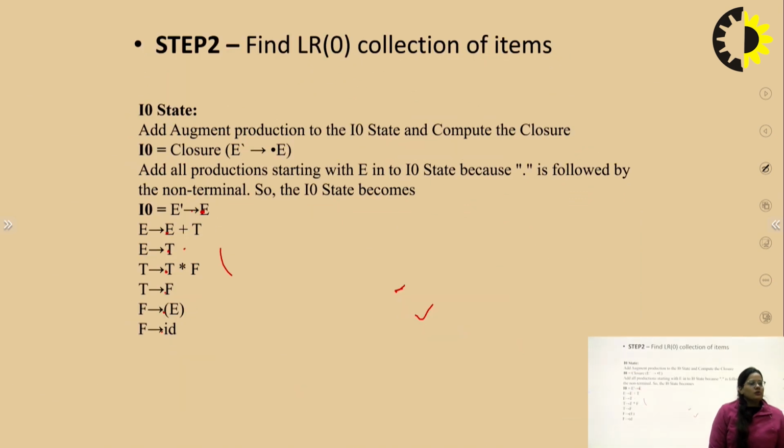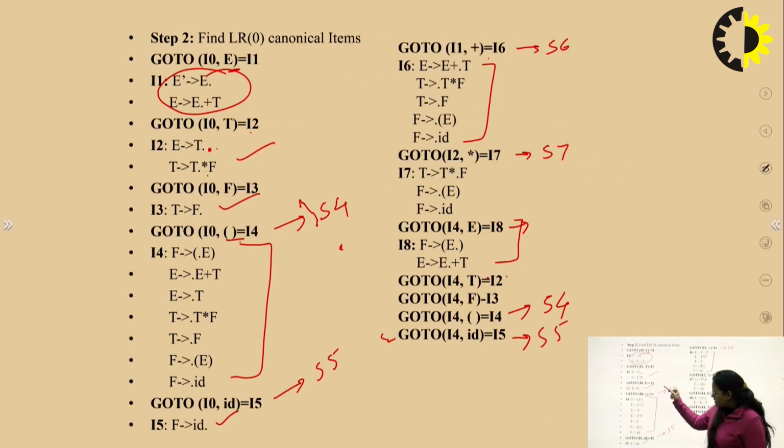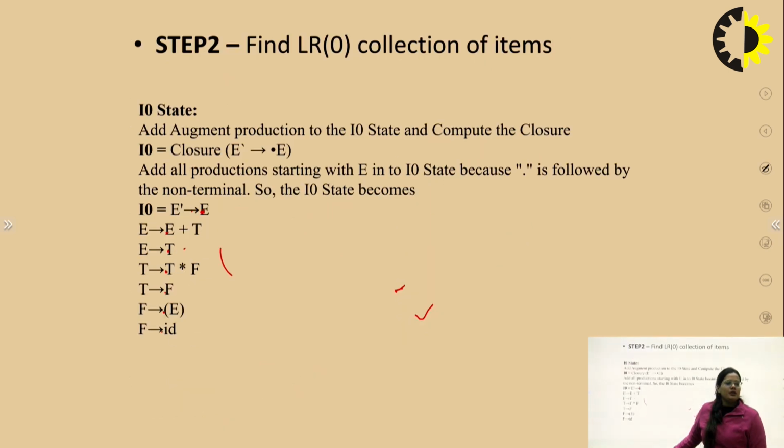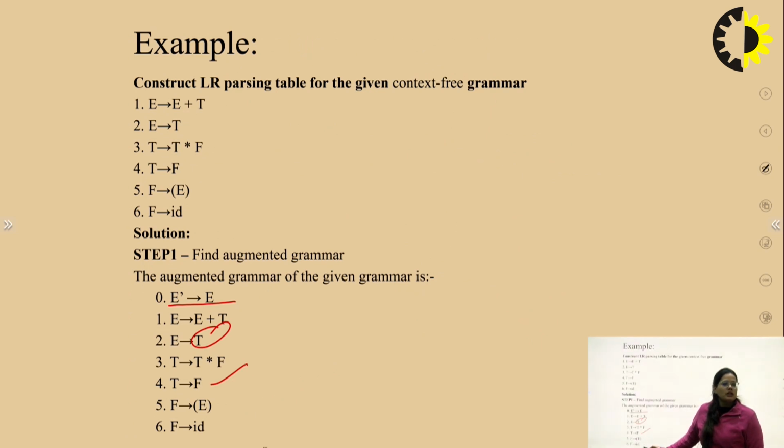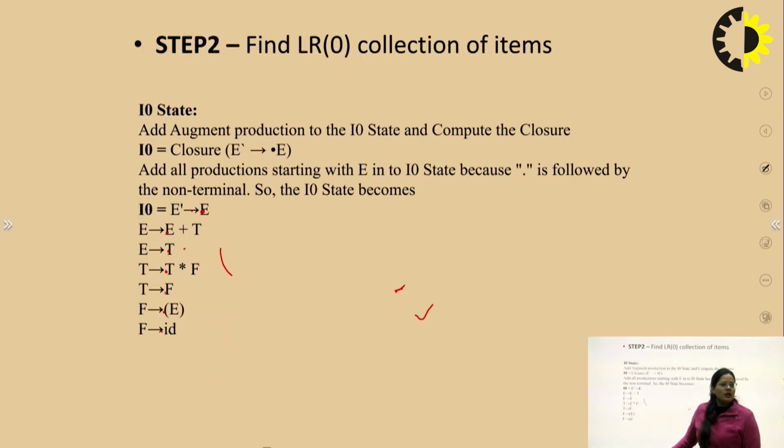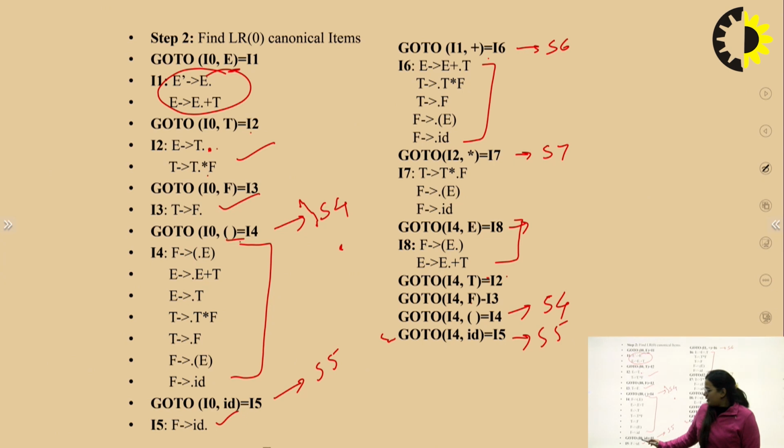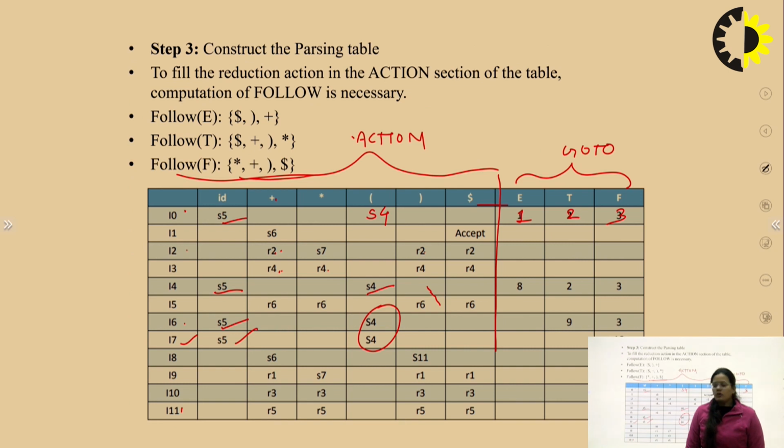So the next production is in I5: F implies ID dot. This is the sixth production, so we make an R6 entry in follow of F. What is the follow of F? Star, plus, closing bracket and dollar. So in I5, R6 and R6.